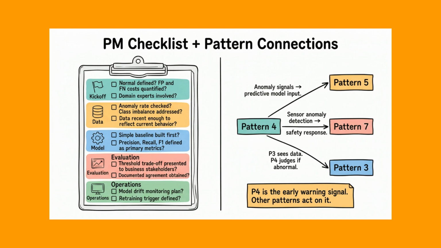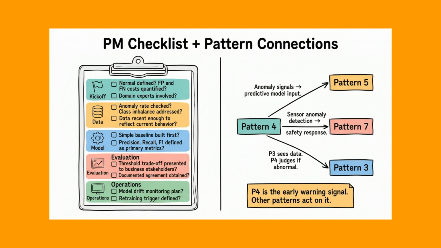For evaluation, require a trade-off presentation. Present multiple threshold options to business stakeholders with projected false positive and false negative rates, and their estimated costs in dollars. Get documented agreement before deployment. For operations, plan for model drift. Fraudsters adapt. Machines age. Define the trigger for retraining.